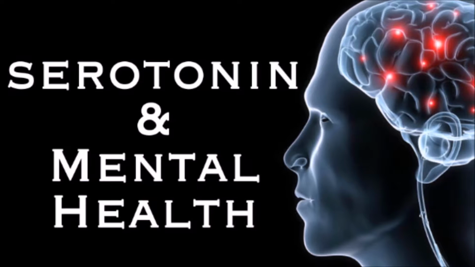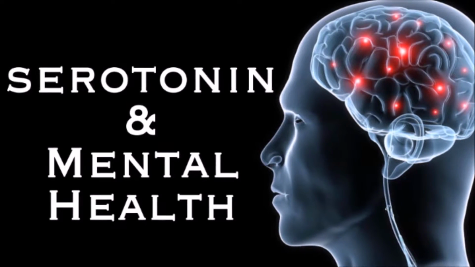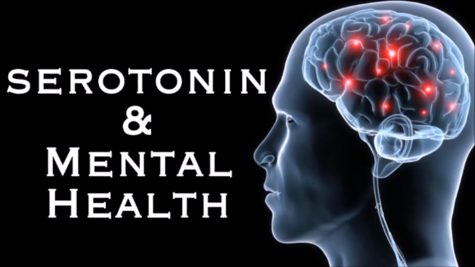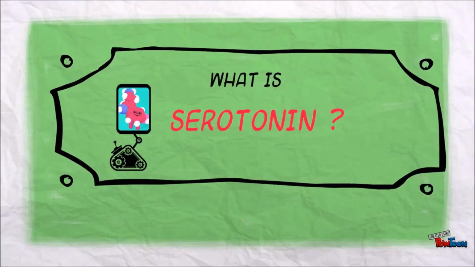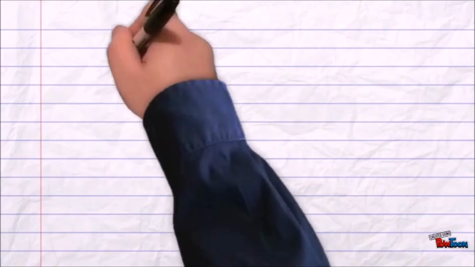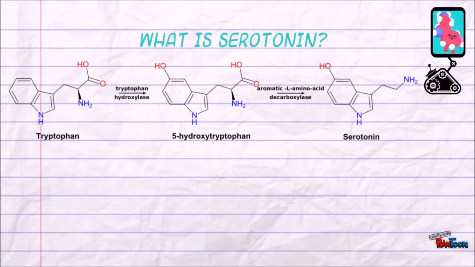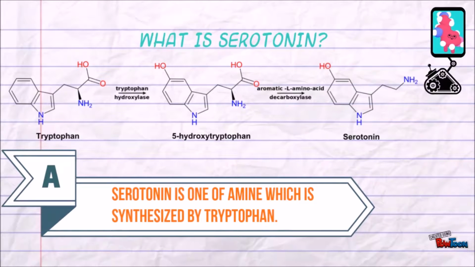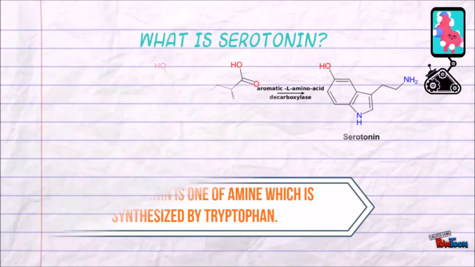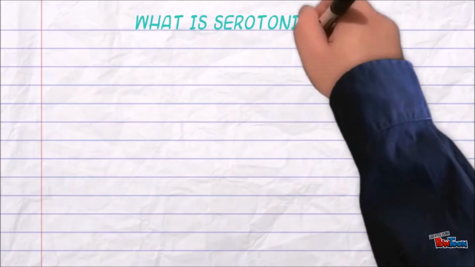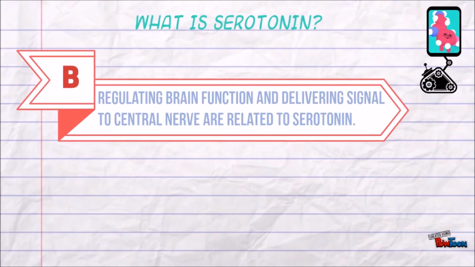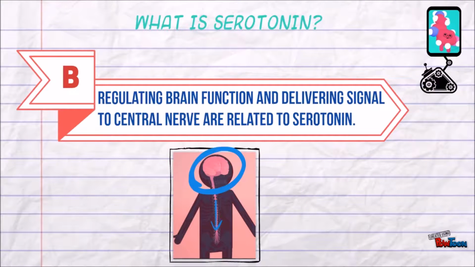We can say that whether people have this expressional behavior is due to the content of serotonin in our body. Then, what is serotonin? Serotonin is one of the amines, which is synthesized from tryptophan. Regulating brain function and delivering signals to the central nerves are related to serotonin.